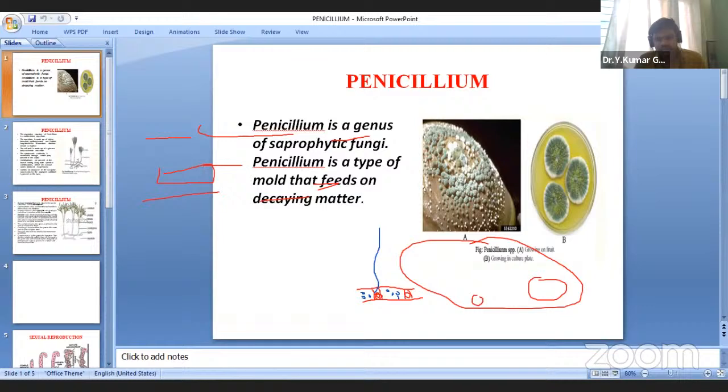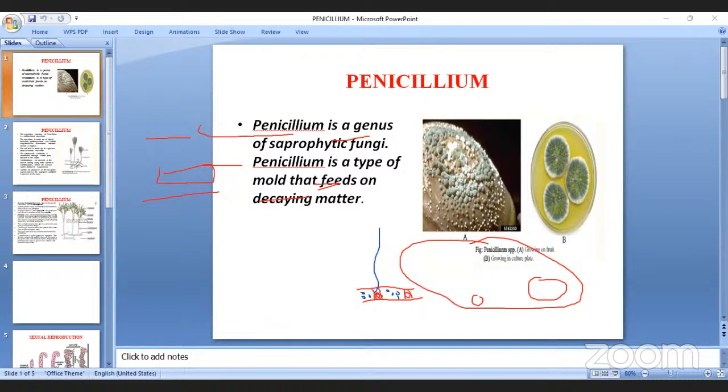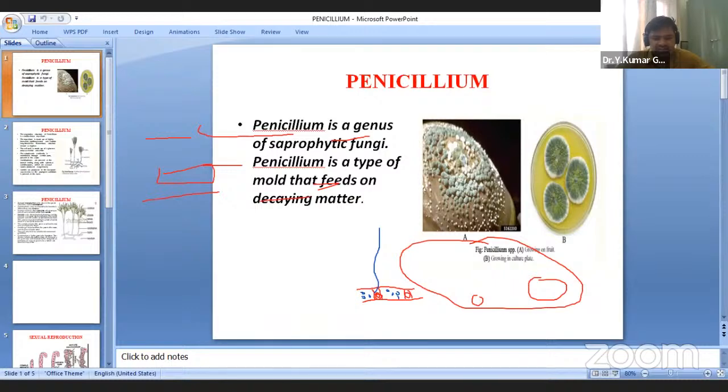Hello. Cell organelles. Mitochondria, Golgi complex. Hello. Fungi cell organelles.